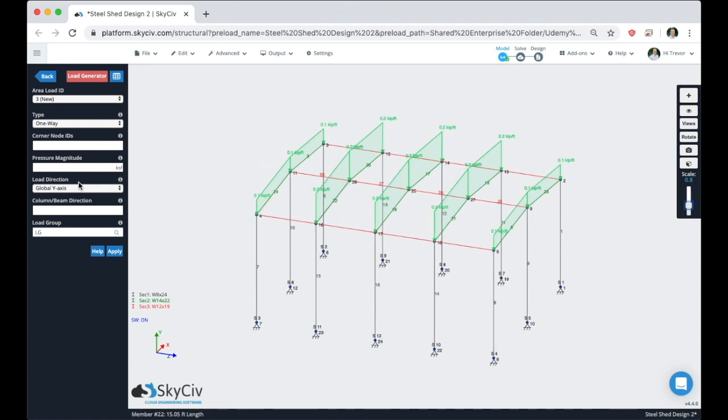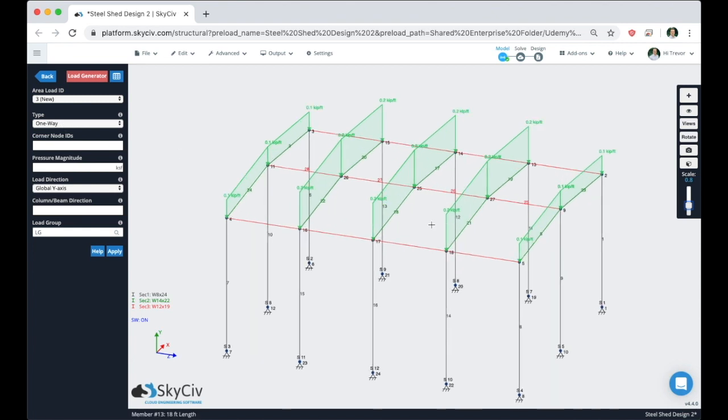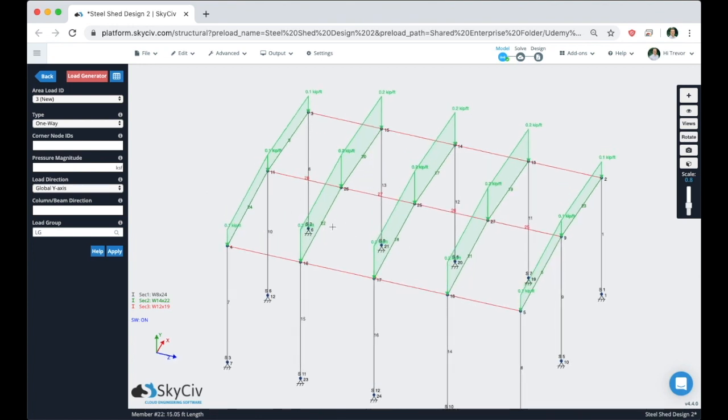So as we mentioned, the one-way loading action means that these members in the column beam direction that we identified are the only ones being loaded. So any of the load that's between these two members is going to go to one or the other. And same with it in here, it's going to go to one or the other. That's why you don't see any loads on the actual ridge here or on the actual outside members.